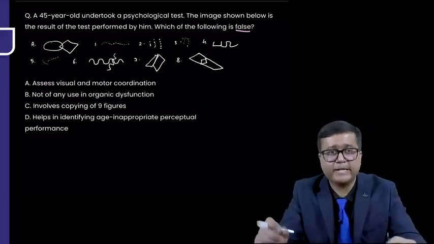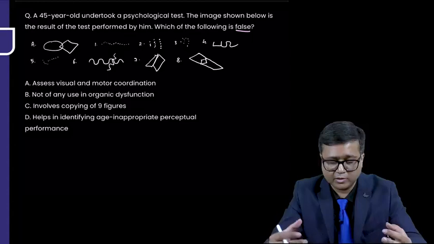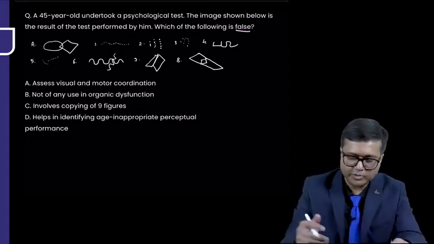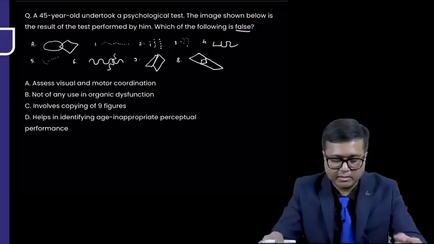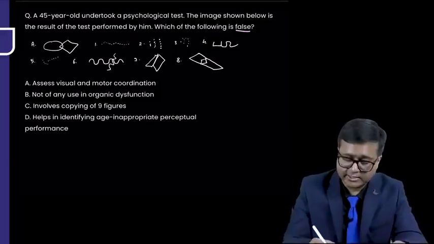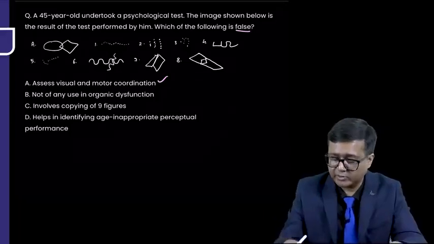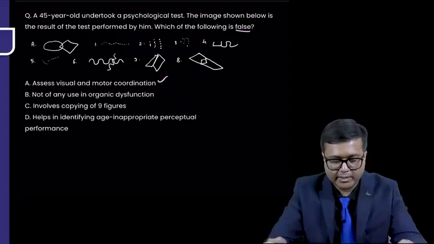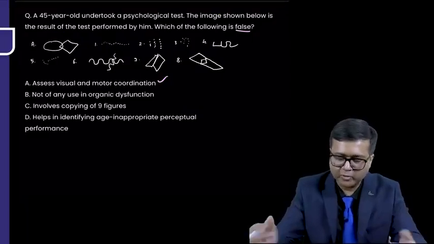Okay, so this is the Bender Gestalt test. A few things we have to highlight, or we have to find out the false statement. The option is: it assesses visual and motor coordination. Yes, it assesses visual motor coordination, as you can see from the name also, Bender Visual Motor Gestalt Test. It is correct. Option C, it involves copying of 9 figures.